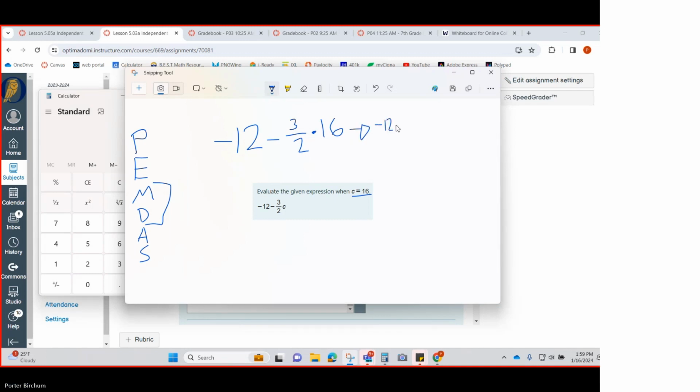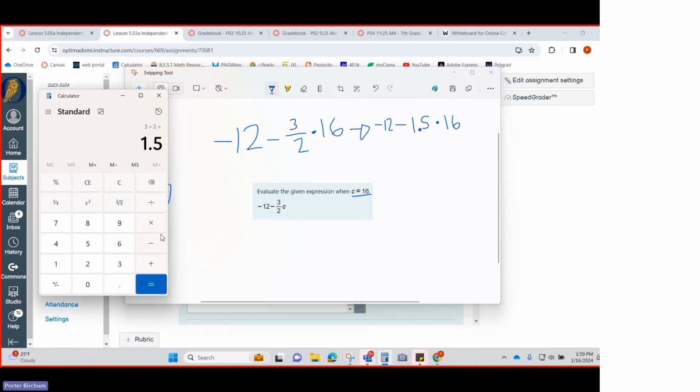Negative 12 minus, instead of 3 over 2, 1.5 times 16. So now I have a minus sign and a times sign. What do I do first, the minus or the multiply? Multiply, because M for multiply comes before the S for subtract. So let's multiply. 1.5 times 16. 24.